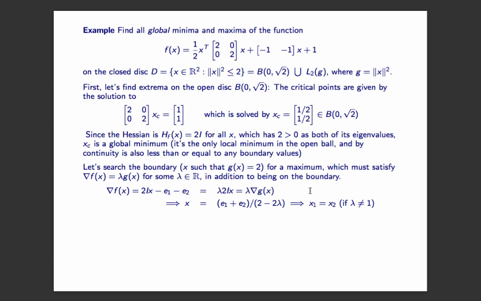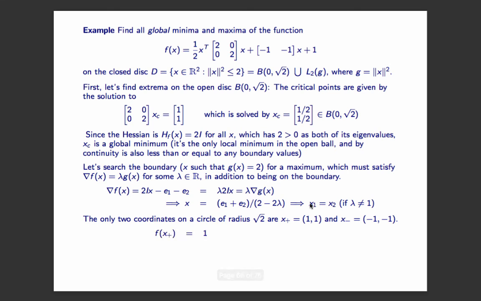x1 equals x2. And of course, the vector x, the ordered pair (x1, x2), must be on the circle with radius square root of 2. And the only two coordinates on a circle of radius square root of 2 are the (1, 1) vector and the (-1, -1) vector. Well, if I call the (1, 1) x plus, f of x plus is 1. If I call the (-1, -1) term x minus, f of x minus is equal to 5. And these are my only possible extrema on the boundary.